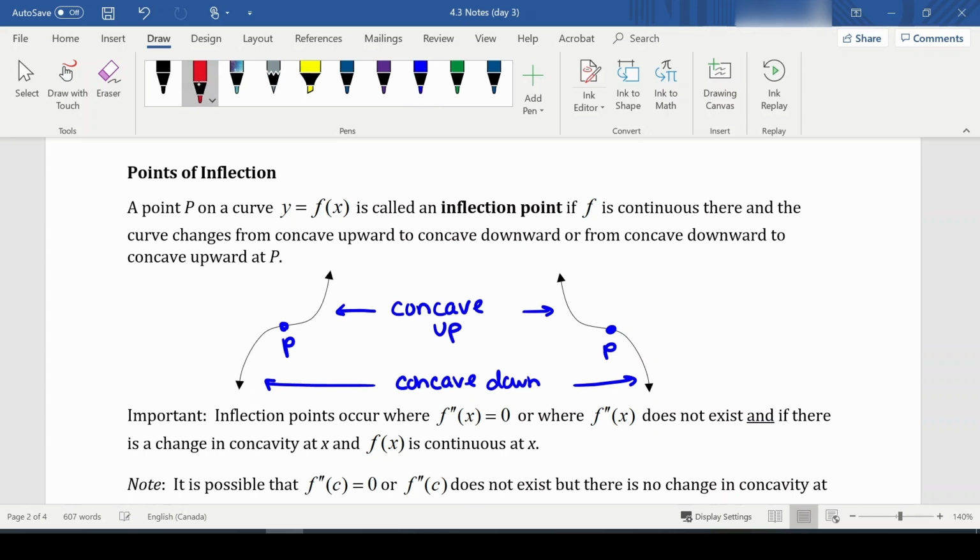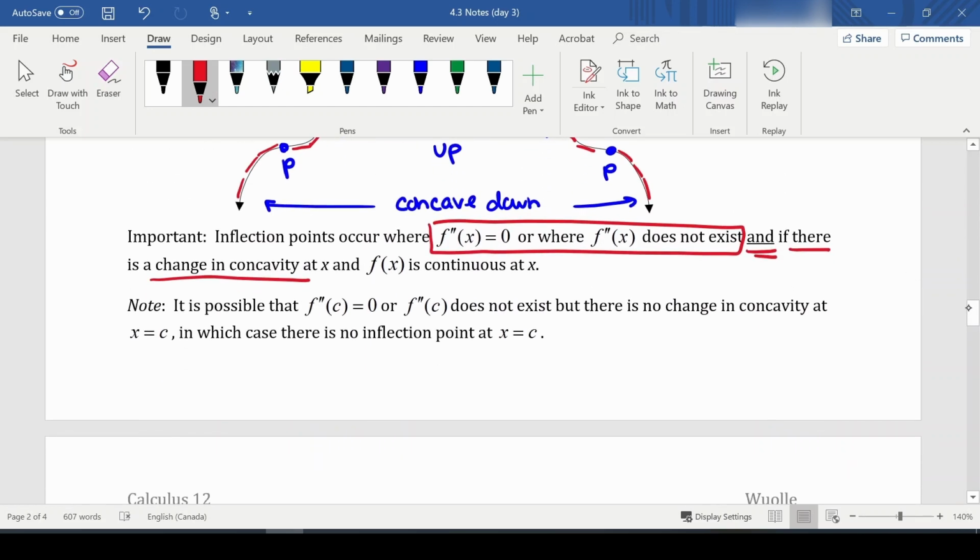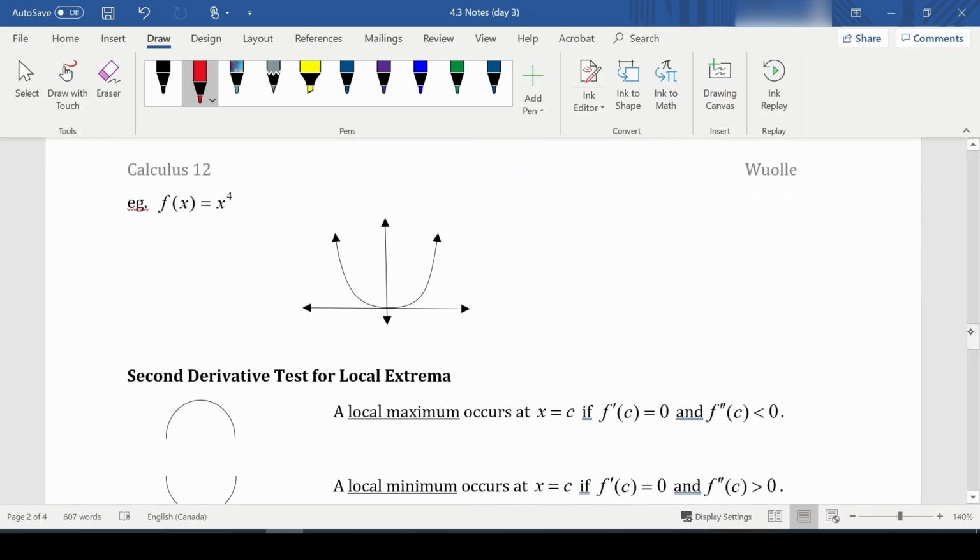That's because if I were to draw tangent lines on the concave up portions, my tangent lines would lie below the curve. On the concave down portions, my tangent lines would lie above the curve. Okay. So inflection points occur when f double prime equals 0 or does not exist, and there is a change in concavity. It is possible that f double prime of c equals 0 or does not exist, but there is no change in concavity, in which case this is not an inflection point. An example would be something like this.